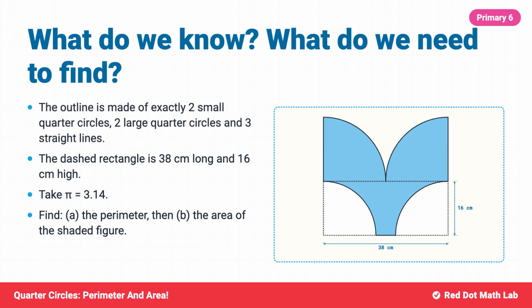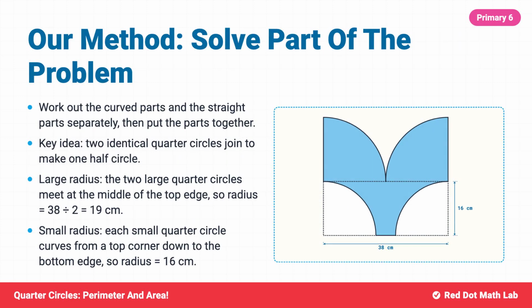First, the outline is made of exactly two small quarter circles, two large quarter circles, and three straight lines. Second, the dashed rectangle is 38 centimeters by 16 centimeters. Third, we take pi as 3.14, and we need to find the perimeter first, then the area of the shaded figure. Now our method. We will solve one part of the problem at a time. We work out the curved parts and the straight parts separately, then put all the parts together.